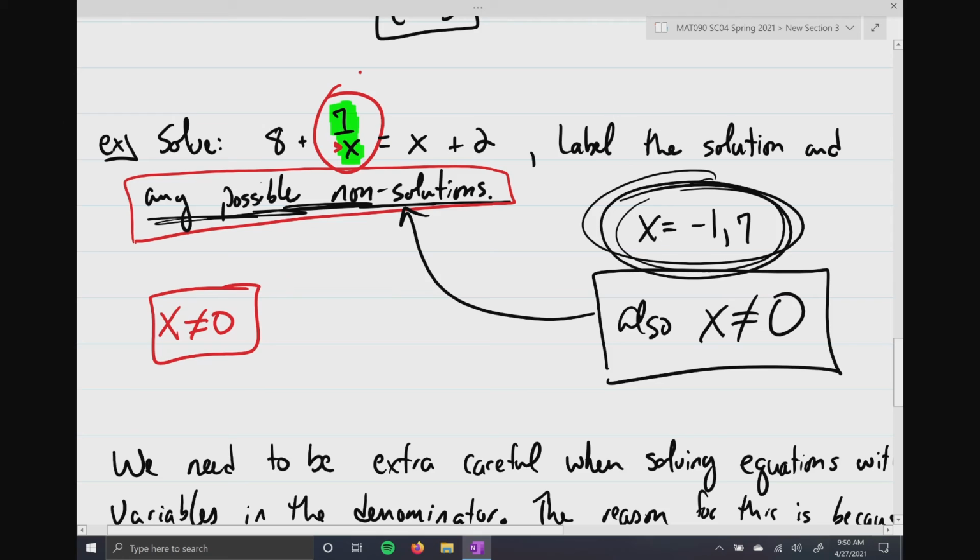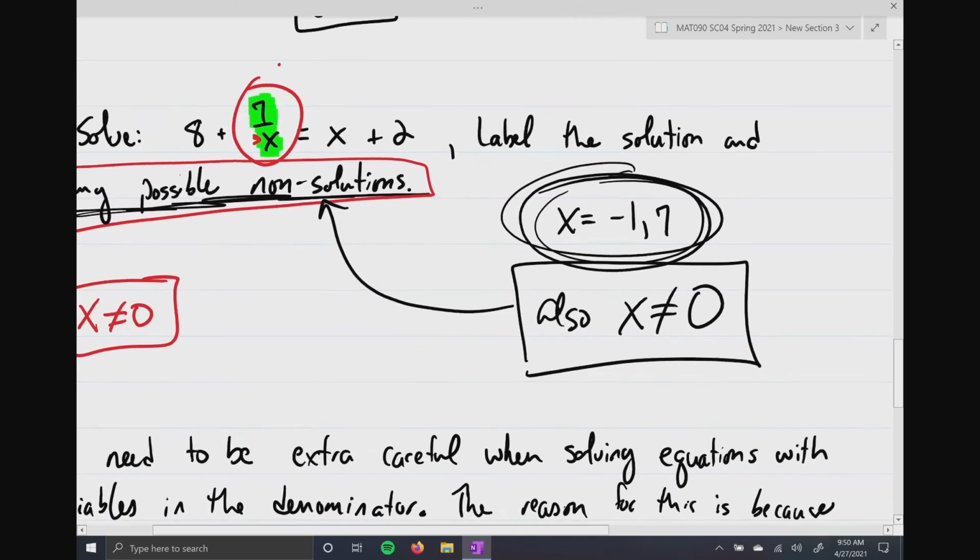So if I do all this work for this problem, and I find out that one of my solutions happens to be 0, I know that one's not good. All right? Does that make sense, everyone? So let me show you how to do this problem now.